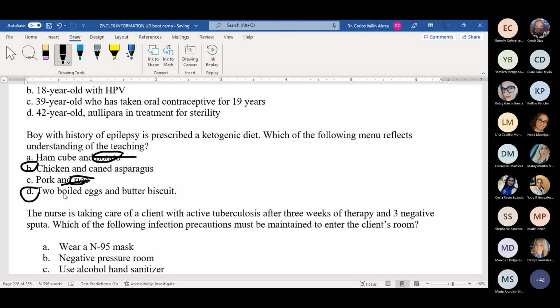Well, we are good. We are good. Okay. We are well oriented.